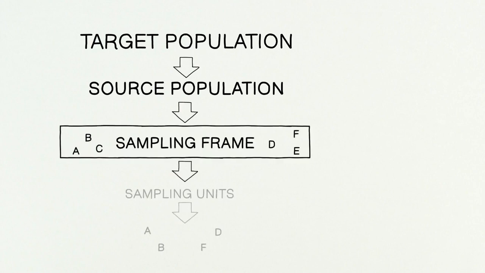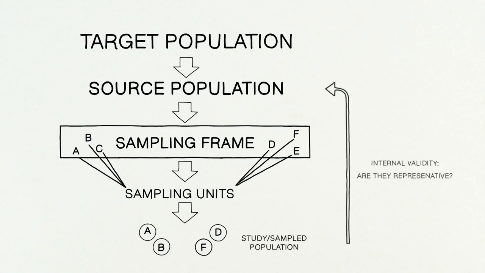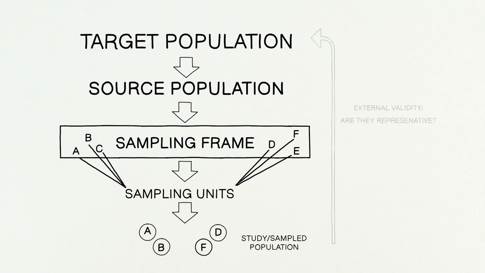When sampling, it is crucial that we consider internal and external validity. Internal validity asks, how well do the study results relate to the source population? So, in our hypothetical study, if the conclusions we draw from our study sample are representative of the other members of our source population, then our study would have strong internal validity. External validity asks, how well can the study results be extrapolated to the target population? So, in our study, if the conclusions we draw from our study sample are valid for members of our target population, then our study would have strong external validity.